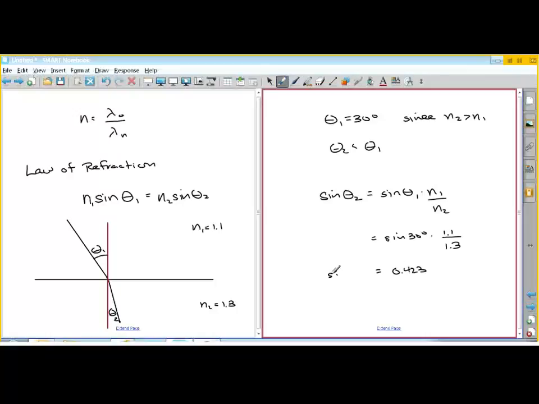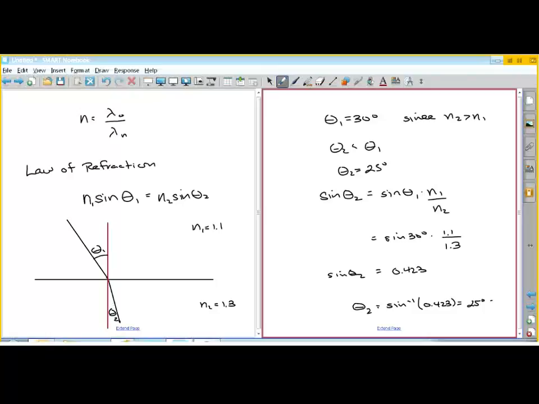0.423. Okay, so what we're looking for is theta 2, so we'll take the inverse sine of both sides. So you take the inverse sine of 0.423. So let's see here, the inverse sine of the answer is 25 degrees. So in this case, theta 2 equals 25 degrees, which is less than theta 1. It's that simple. So if you go from air into any substance or from a vacuum into any substance, you're going to be bending. You're going to make theta 2 less than theta 1.